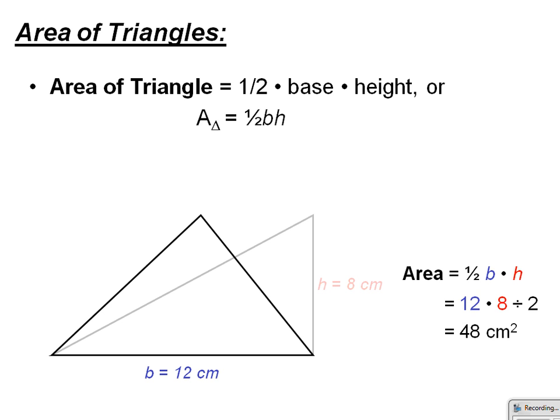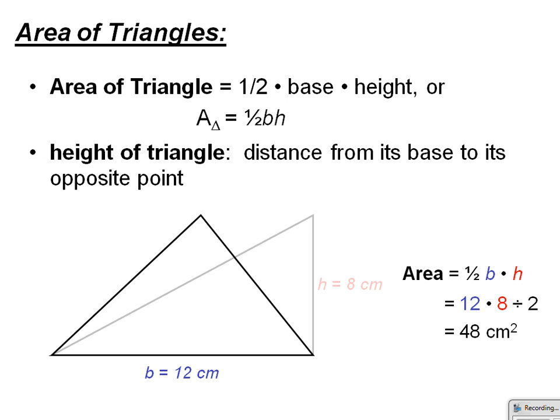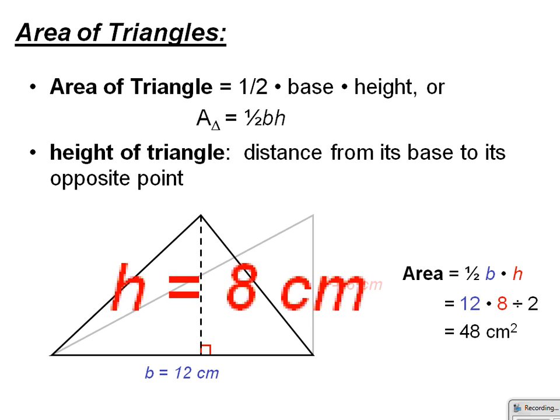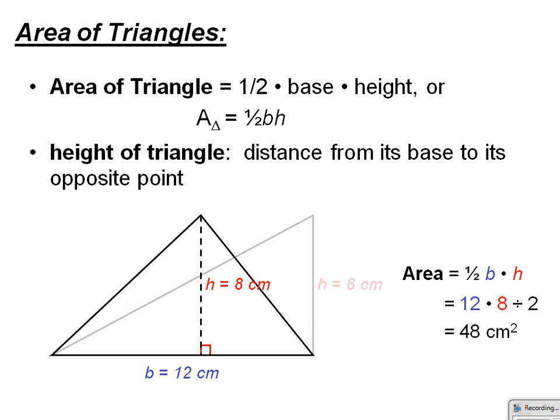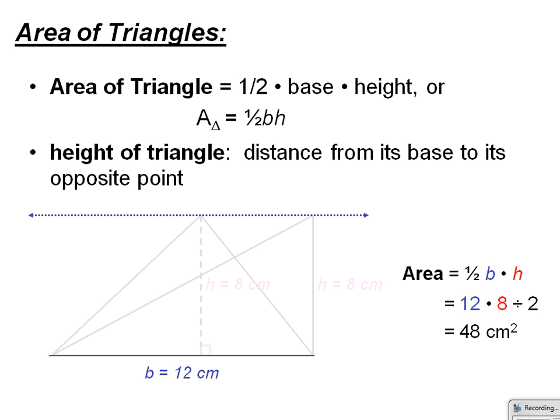Now, in the right triangle, it was pretty evident what the height of the right triangle was. But what if we slant the triangle in some way? Say we position the vertex of the triangle more towards the center of the base rather than to one side. The height of the triangle is the distance from its base to its opposite point. So regardless of where you position the vertex of a triangle, the distance from that vertex to the base is officially the height of the triangle. So regardless of whether or not the vertex of the triangle is positioned there or anywhere else along this line that's parallel to the base, the height of the triangle will still remain 8 centimeters.